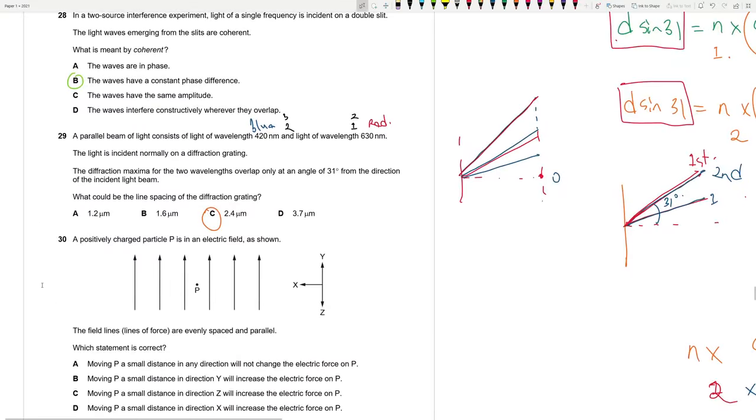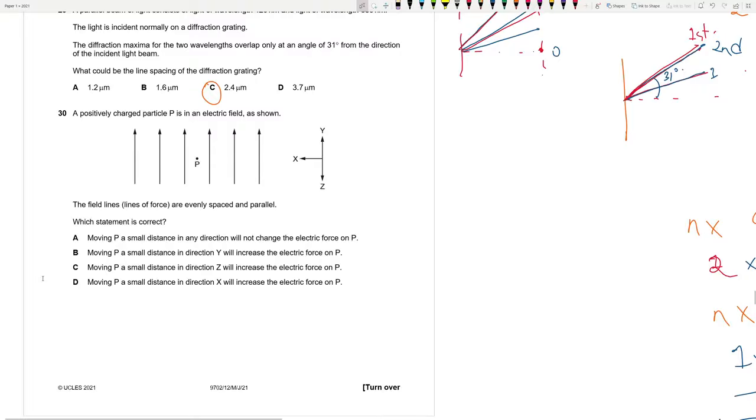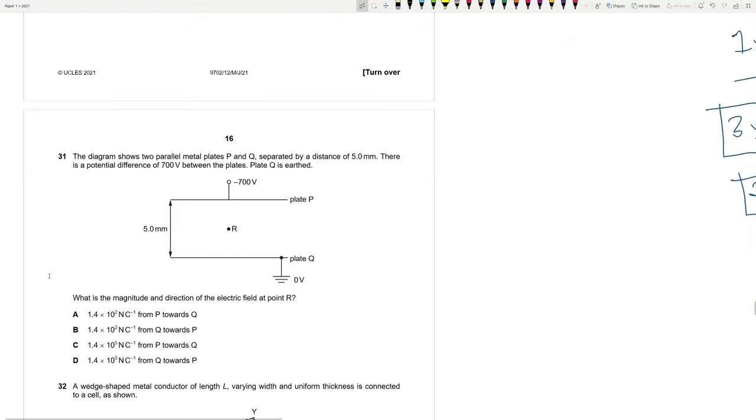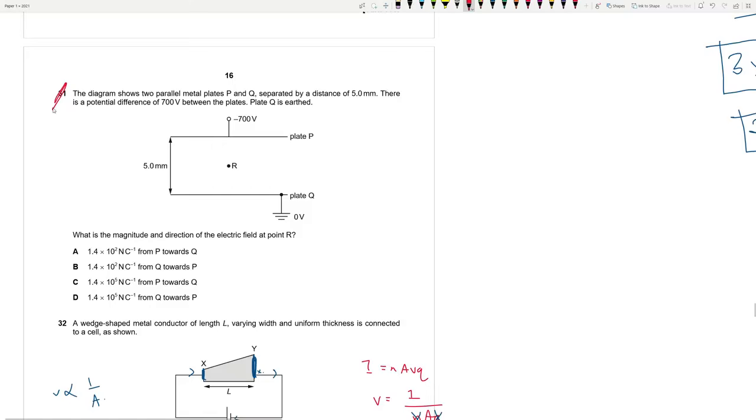Tricky sum, right? 30. A positive charged particle is in an electric field. We don't have this in our syllabus. Skip. Go to 31. This is not in our syllabus either.